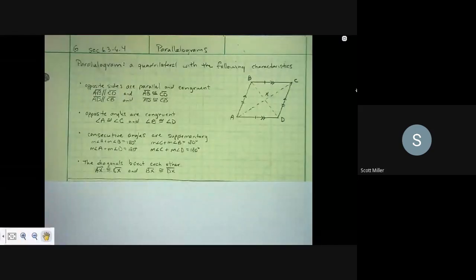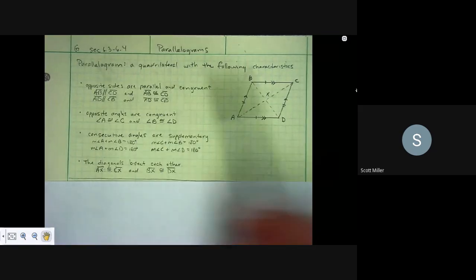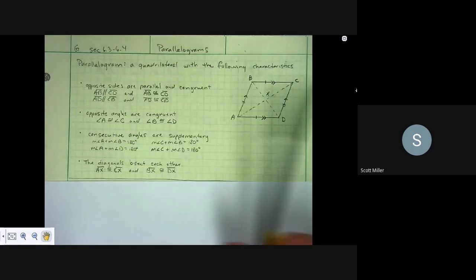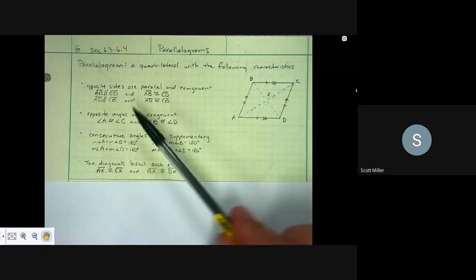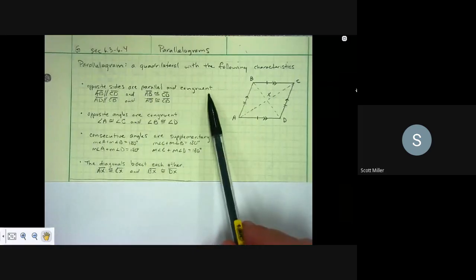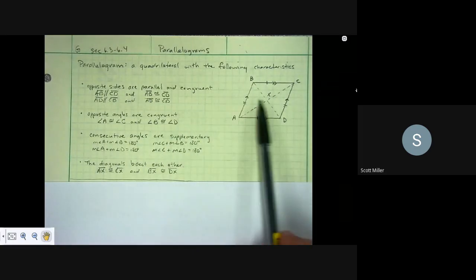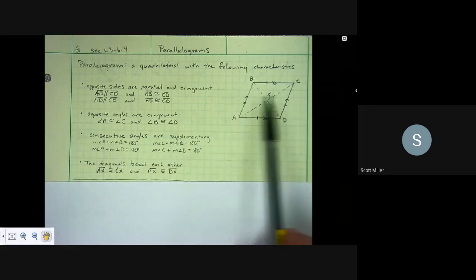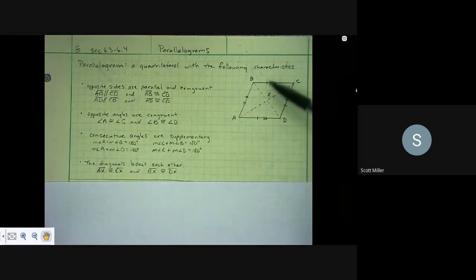Okay, so this lesson we're going to be looking at parallelograms. So what are parallelograms? Here are the characteristics we're going to be looking at. A quadrilateral with the following characteristics: opposite sides are parallel and congruent. So in a parallelogram, the opposite sides will be parallel and congruent. That's what makes them a parallelogram.